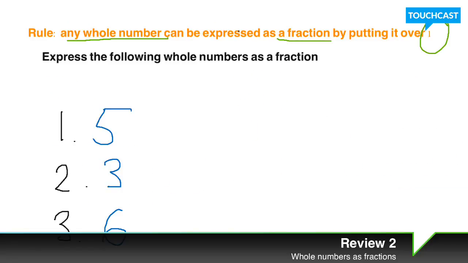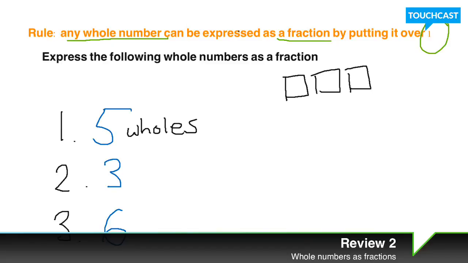Take example number 1. I have 5 wholes. If I had 5 wholes, 1, 2, 3, 4, 5, and I was talking about all 5 parts, shade, shade, shade, shade, shade, my numerator, the parts I'm talking about, is 5. And how many parts are in one whole? Just 1. 5 over 1. There it is again.